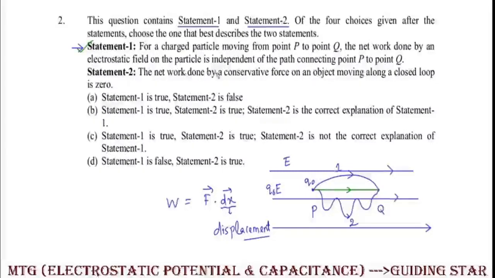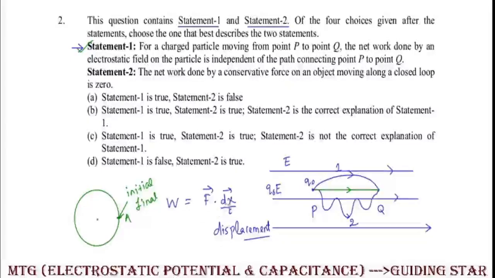Statement number 2, net work done by a conservative force on an object moving along a closed loop is 0. So work done by a conservative force. Clear? So here in this particular case, suppose this is a closed loop path, and assume that there is an object which starts its motion from A and ends its motion at A. This is the initial and final point. So if A is the initial and final point, then what is the work done by conservative force?